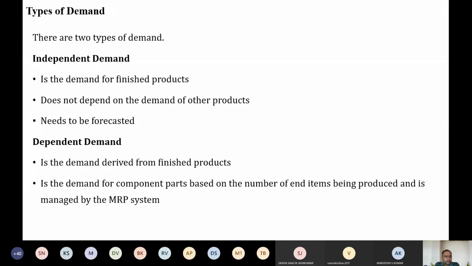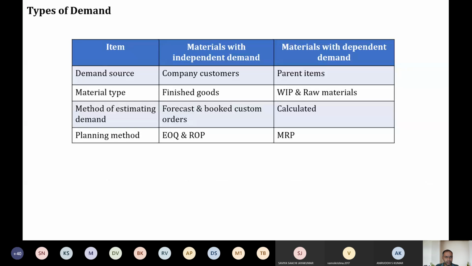So when I say demand, there are two types of demand. One is called independent demand, and another is called dependent demand. Independent demand is for the finished products, so the demand of this product will not depend upon any other things, right? You know what independent demand and dependent demand are, which you have studied in the first module already. So you know this, right?